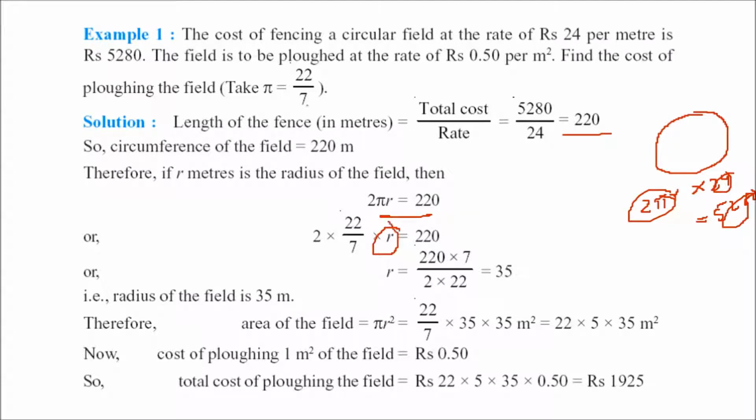Now we can find out r. Pi is given to be 22 by 7. R becomes 35. Find the cost of plowing the field. The field is plowed at the rate of this. So the area is pi r square. Pi we have used 22 by 7. The cost of plowing is 0.50 per square meter. So if you multiply this by 0.50, you will get the cost of plowing the field, that is 1925.